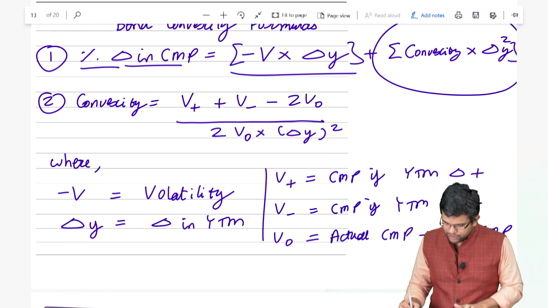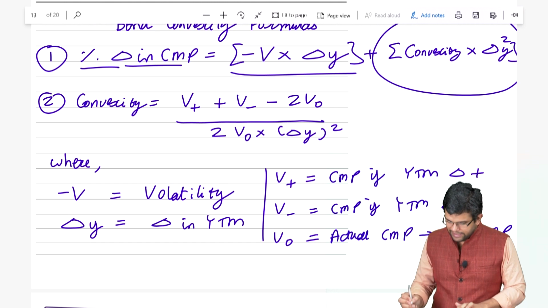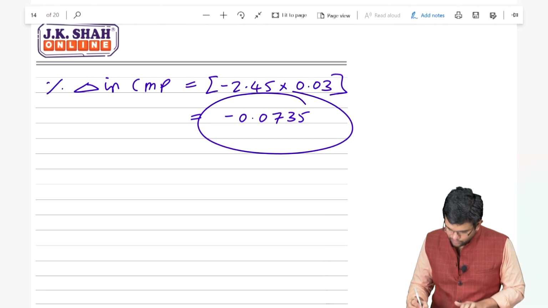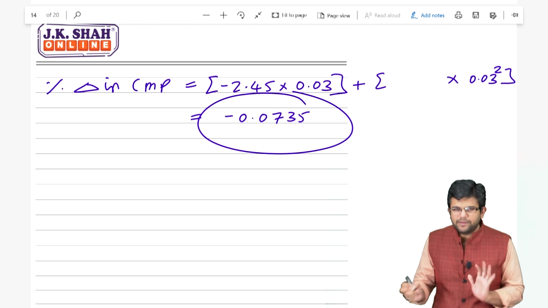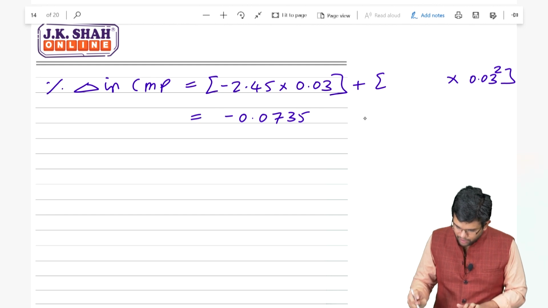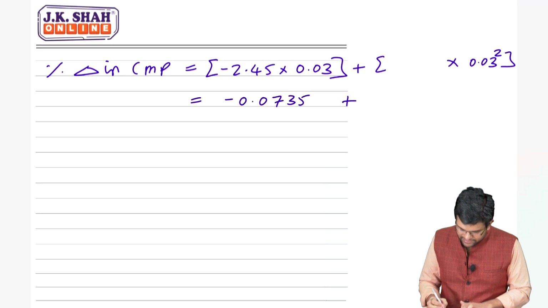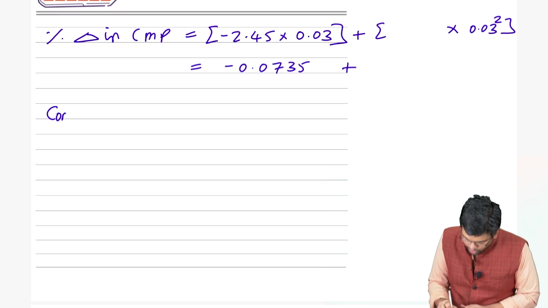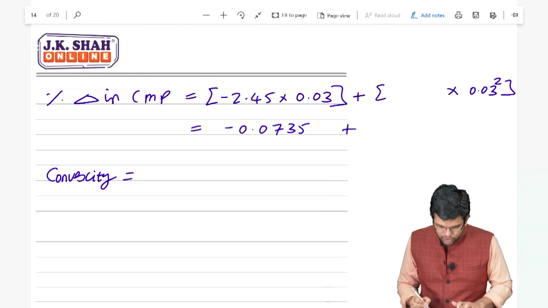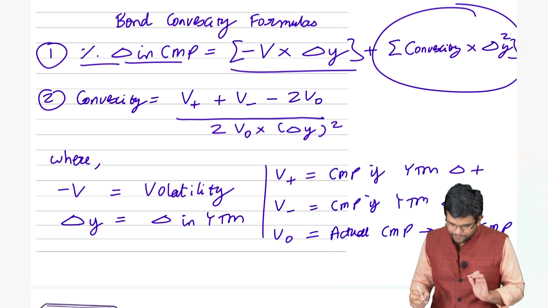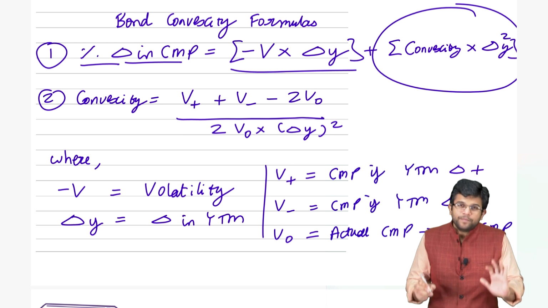So they are saying plus convexity into delta y square. So I'll just write down here, plus convexity into delta y square. Everybody agreeing with me till here? Delta y is 3%, right? So now children, how do we solve this? For that there is a second formula, okay? The second formula is convexity.